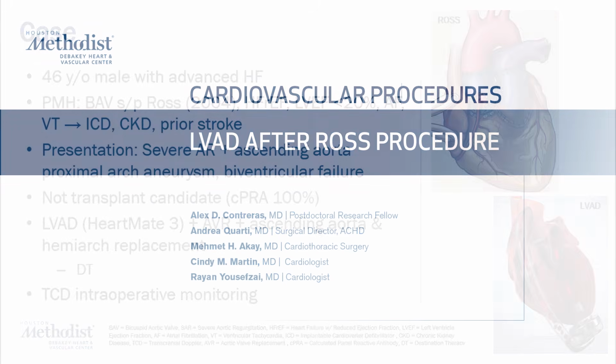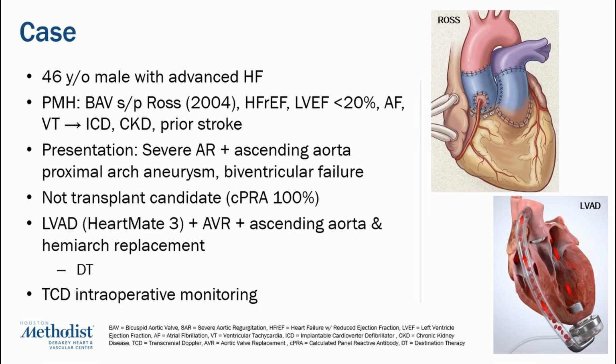A 46-year-old male with prior history of Ross procedure presented with end-stage heart failure with an ejection fraction less than 20%, severe aortic insufficiency, and proximal aortic aneurysm disease. He had a very high sensitization, and heart transplant was not deemed an option. A destination therapy strategy with reduced sternotomy, HeartMate 3 LVAD implantation, aortic valve replacement, and ascending aortic plus hemiarch reconstruction was planned.